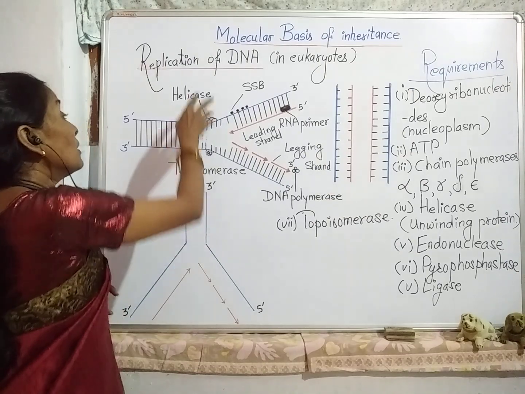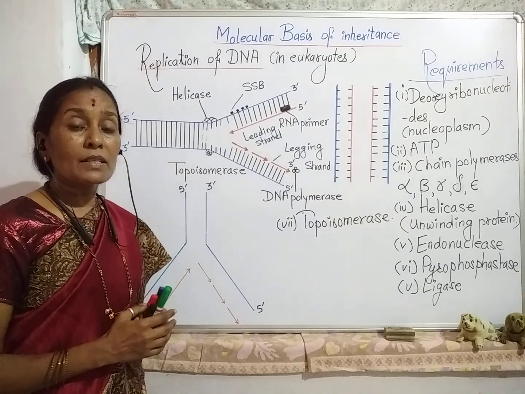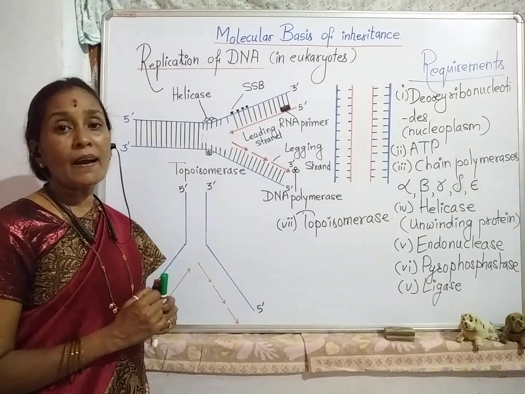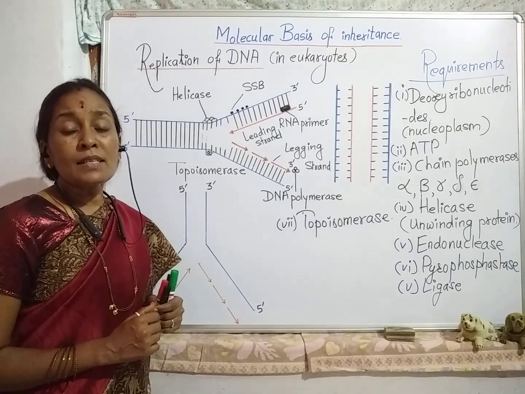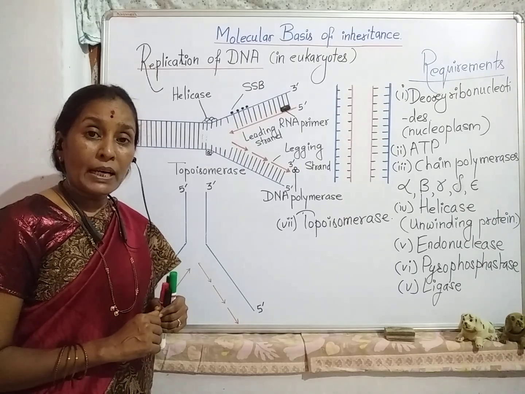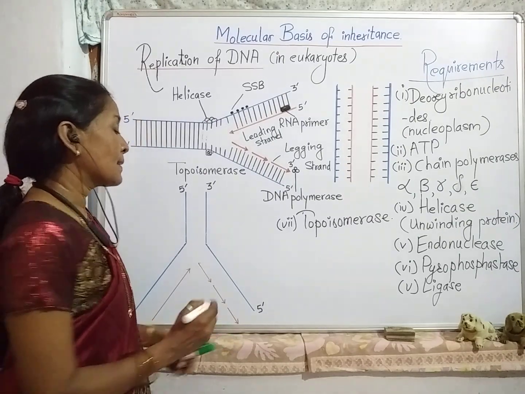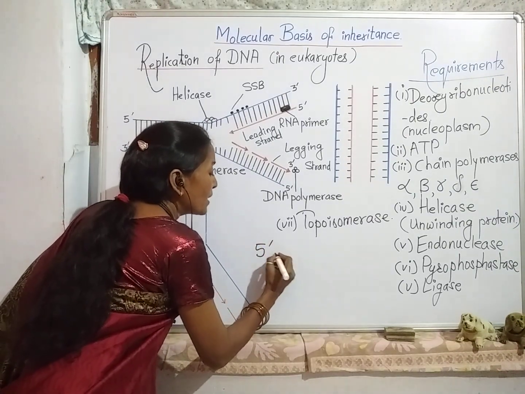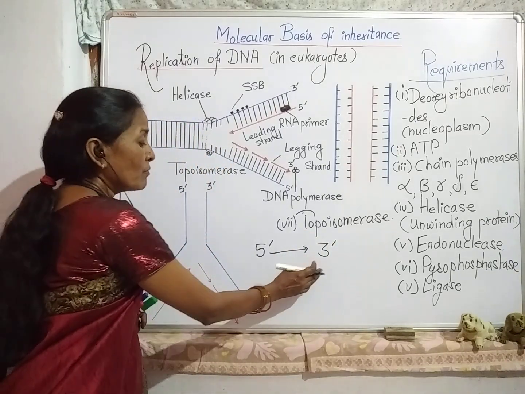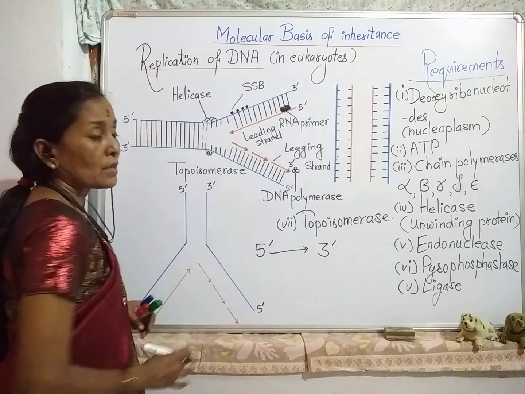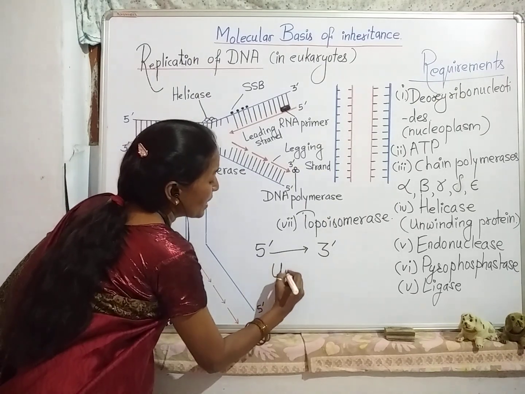The replication of DNA, particularly in the eukaryote, was studied by the scientists Meselson and Stahl in 1958. According to them, the replication is in semi-conservative mode and it is a semi-discontinuous process, which always takes place in the direction 5' to 3'. It never goes from 3' to 5'. That means in the eukaryotes, the replication is always unidirectional.